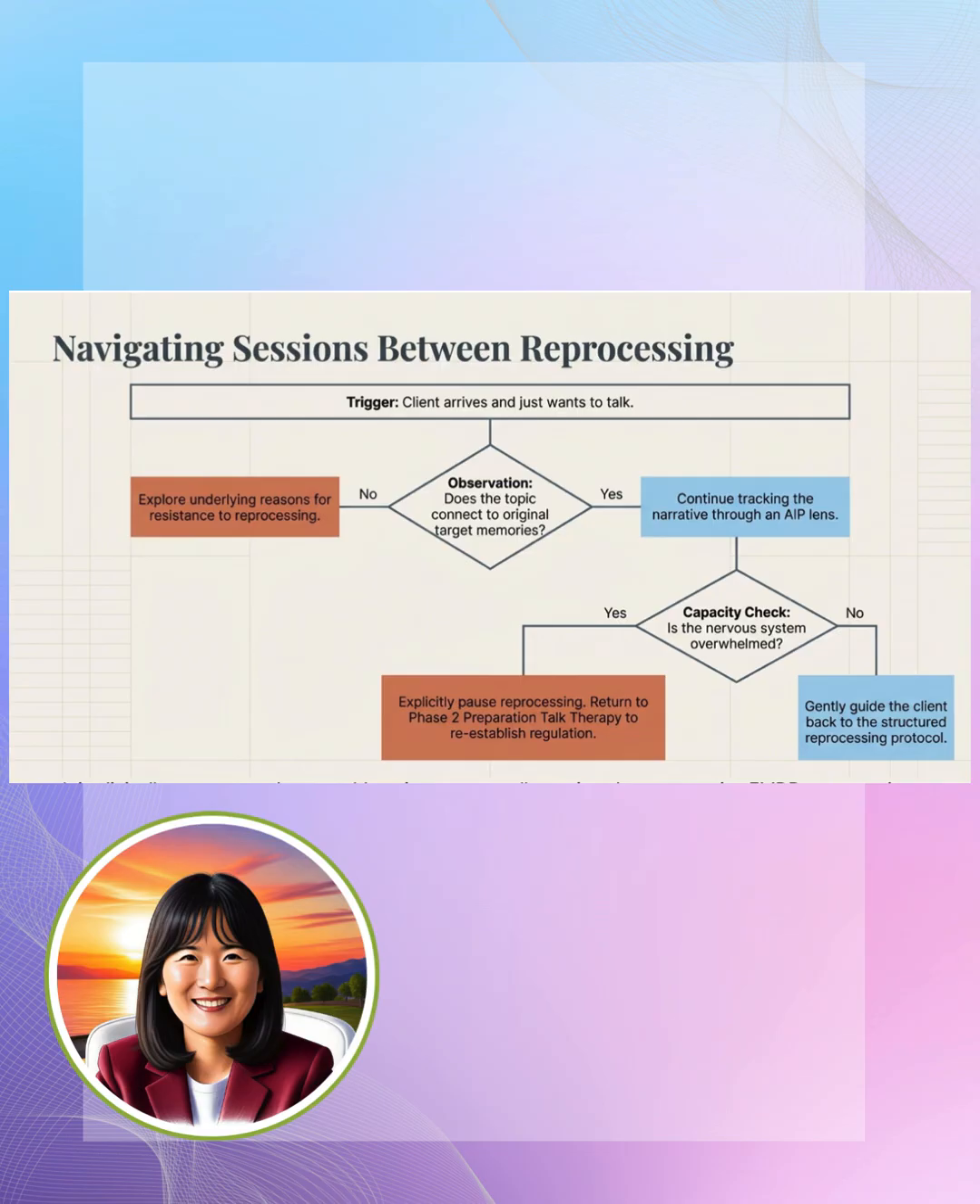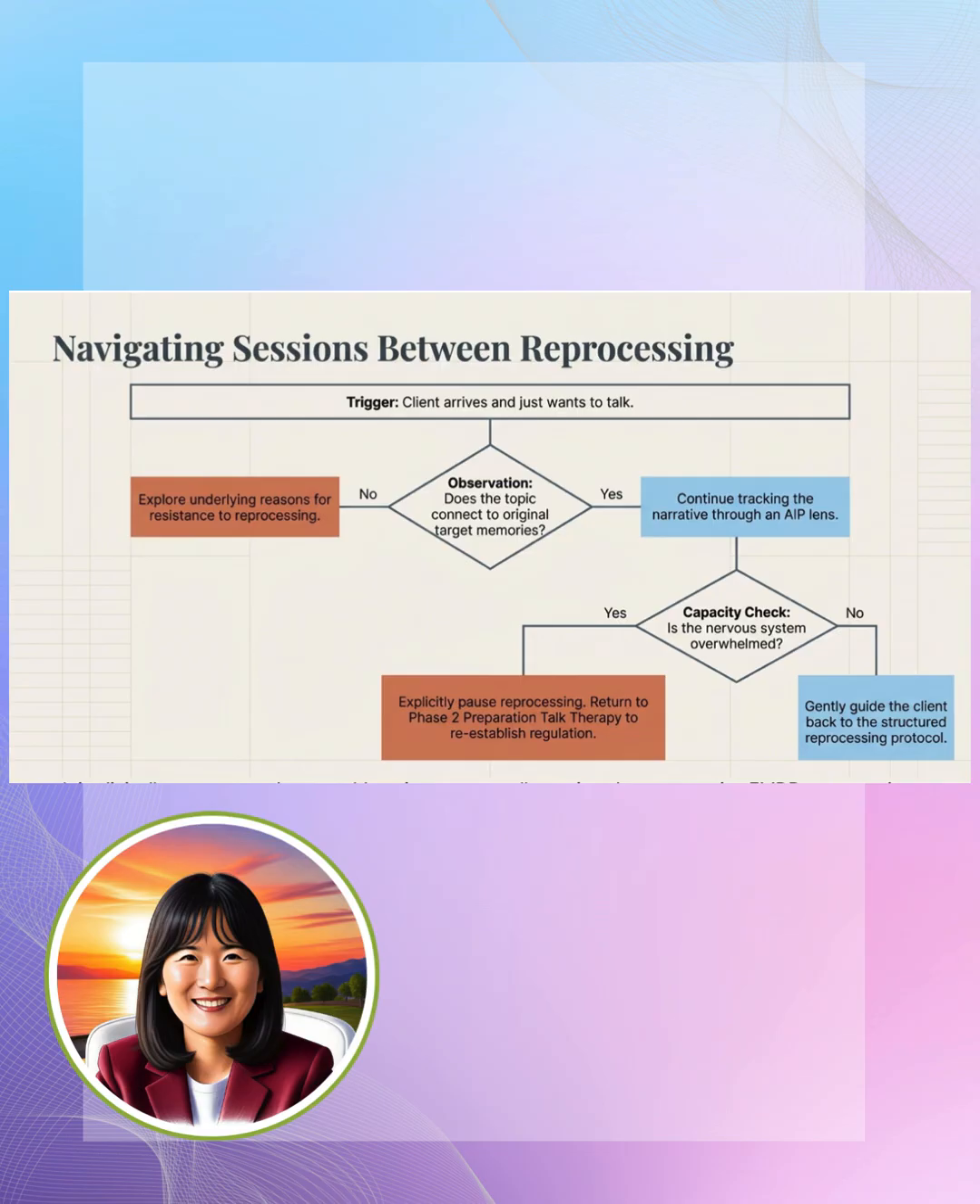However, when the client brought up the different issues during the week, you can just try to pay close attention to whether the topics or the issues that client brought up, is it because they're connecting to the original target memory as part of the maladaptive memory network? And if that's the case, at the end of the session, you can invite the client to go back to the target memory because the crisis of the week is part of the maladaptive memory network of the target memory.